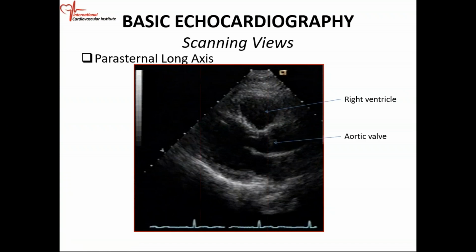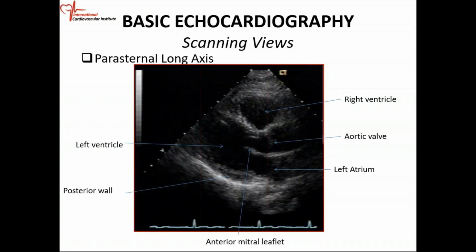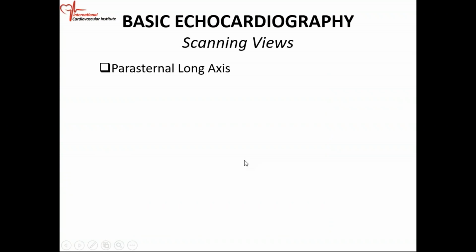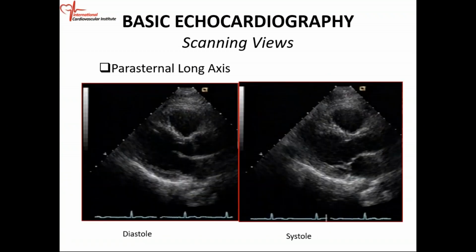Okay, that's your RV. Aortic valve is right there. Your left atrium, your anterior mitral leaflet, posterior wall, LV cavity. Okay, this is your parasternal long axis. In diastole, because the mitral valve is open. Okay, septum. All right, systole, when the mitral valve is closed, and in systole, the aortic valve is open.